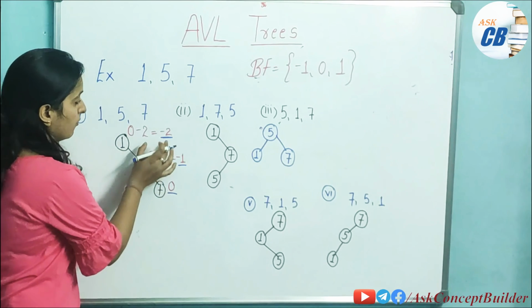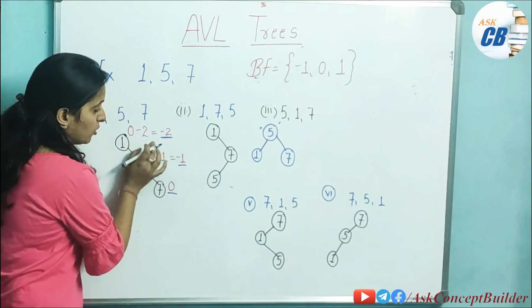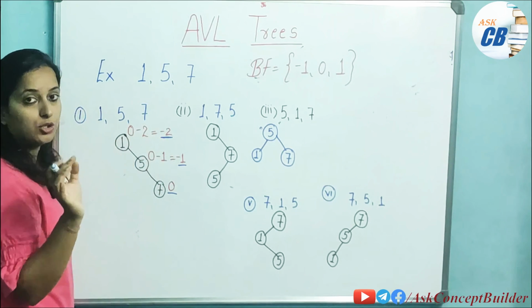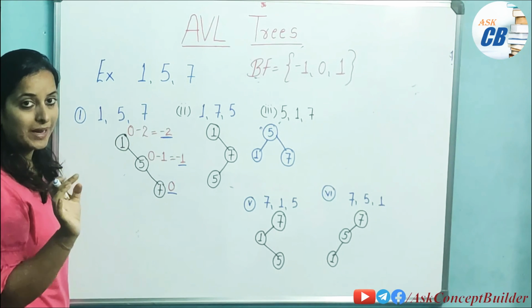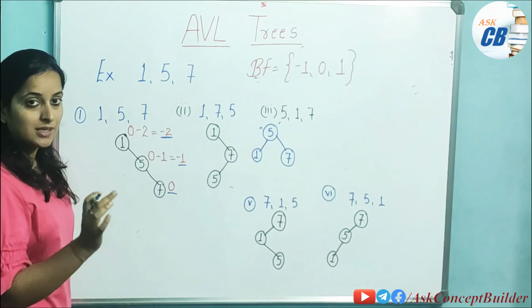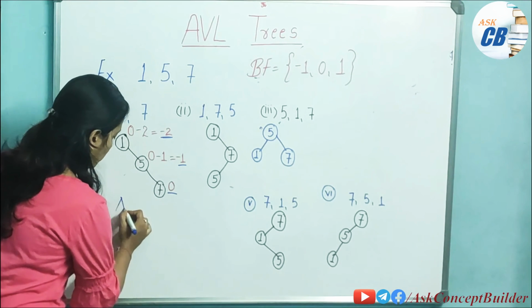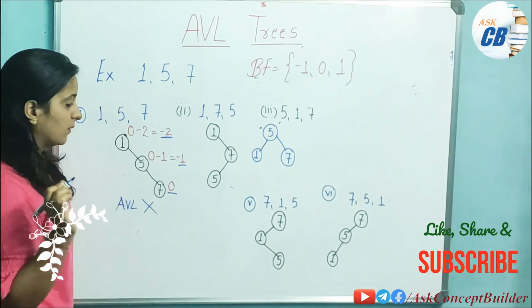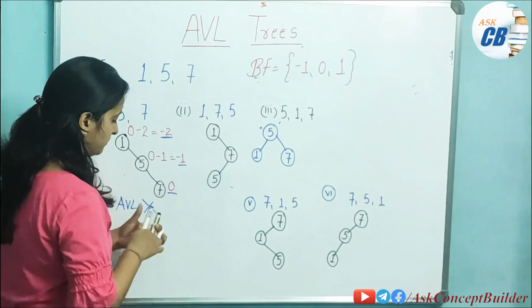Okay, because of the balance factor of this node, your tree is not balanced here. This is your binary search tree, but this is not your AVL tree. Okay, now see, we will check this one.